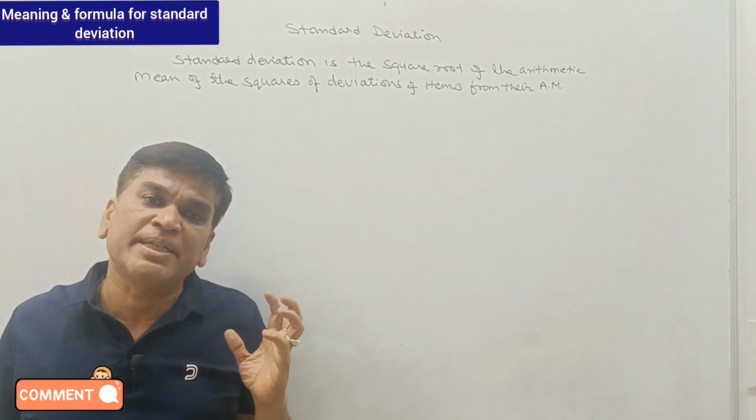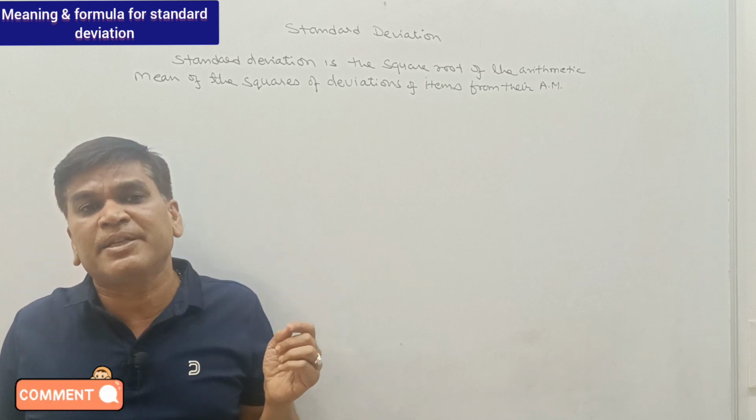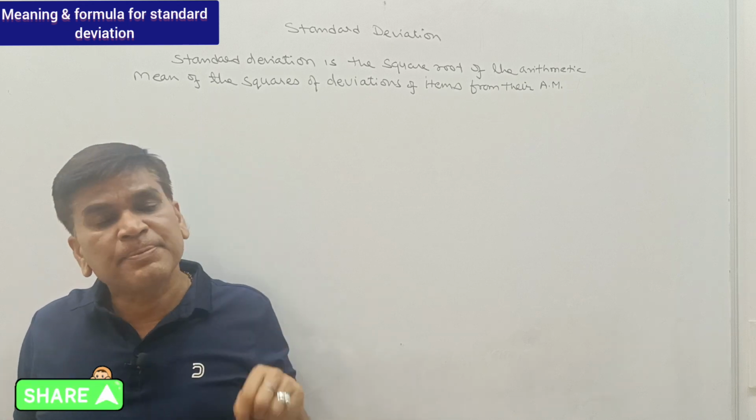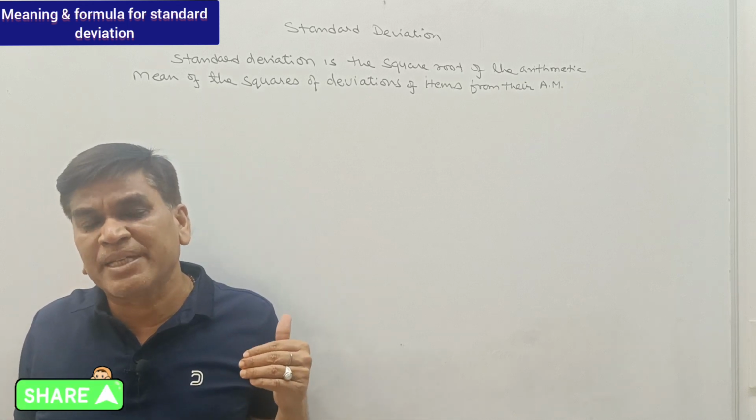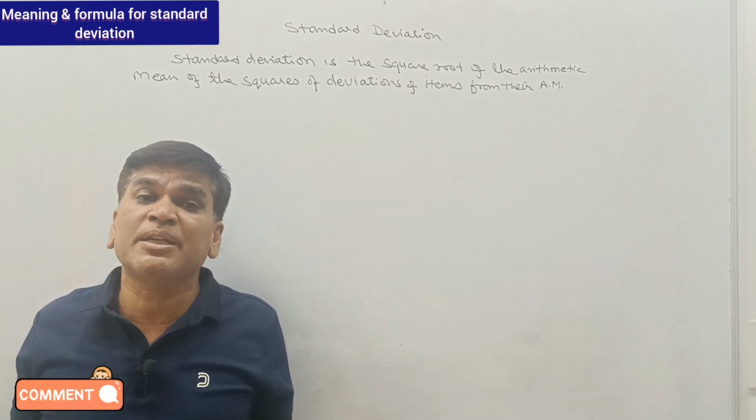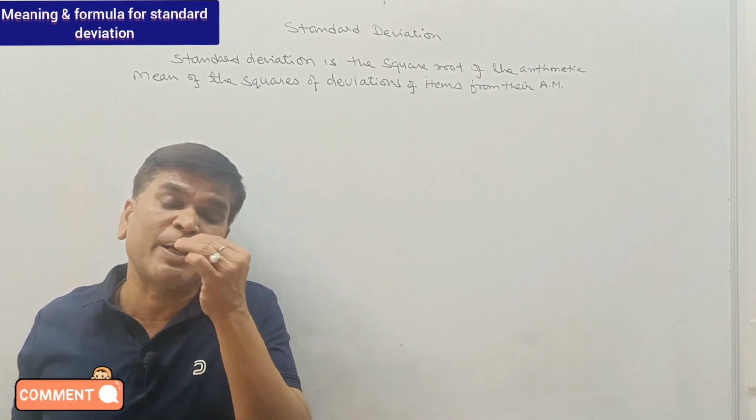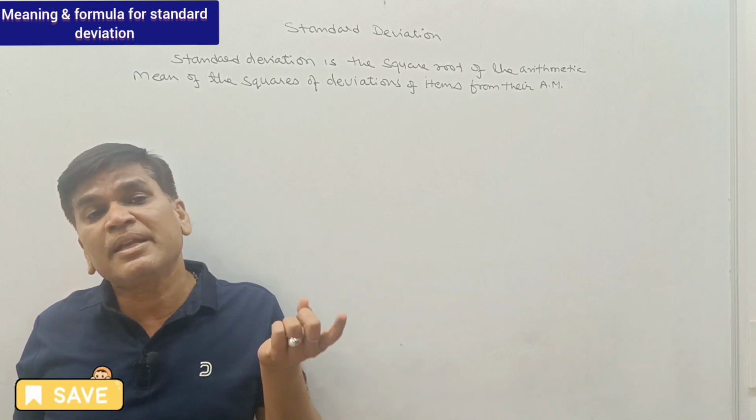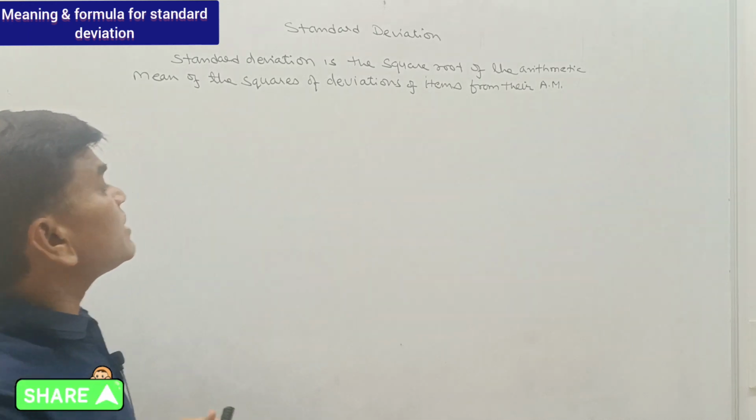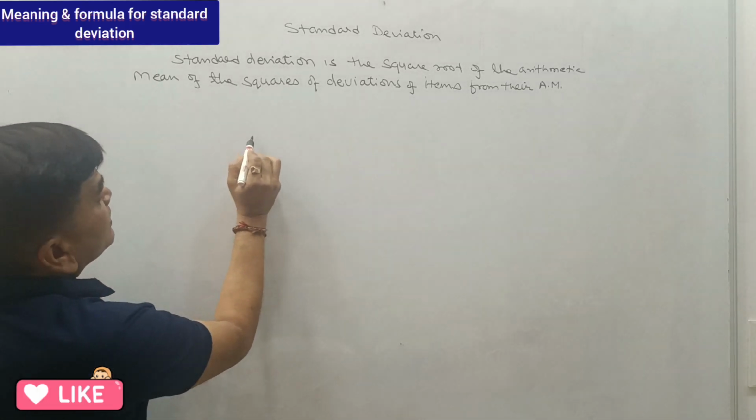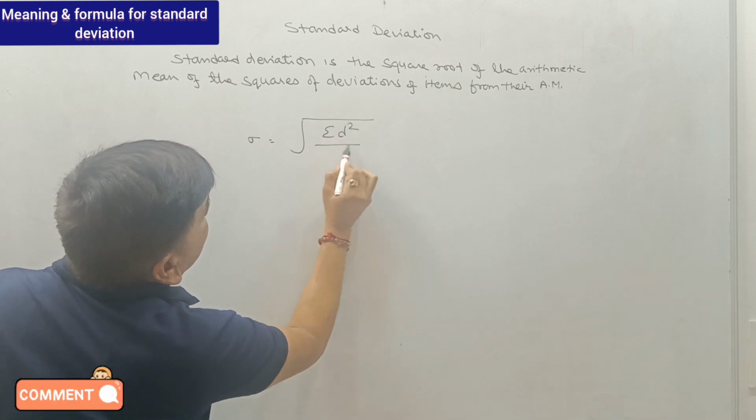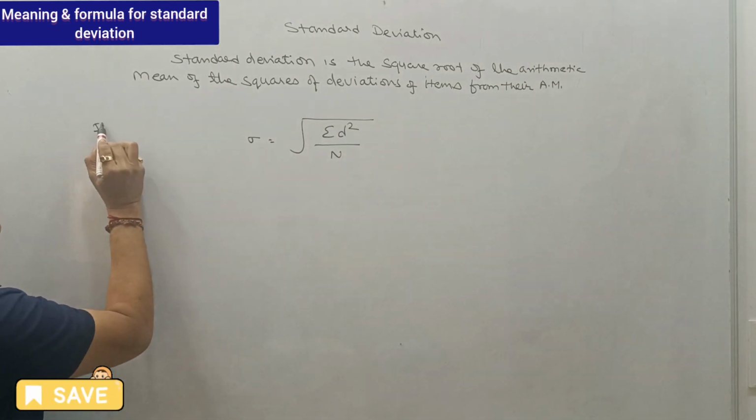It means for getting the standard deviation, first we take the deviations from the actual arithmetic mean. After getting the deviations, we make the squares of the deviations. Then, having the squares of deviations, we calculate their arithmetic mean, that is sigma d square divided by n, and lastly we take the square root of this to get the standard deviation. So let me show the formula: sigma d square divided by n in the case of an individual series.